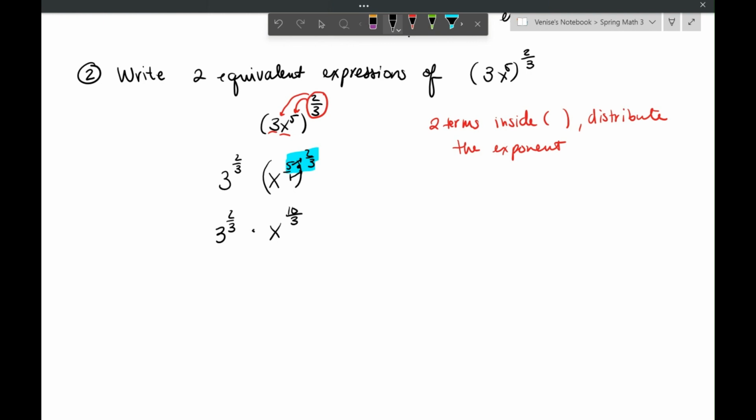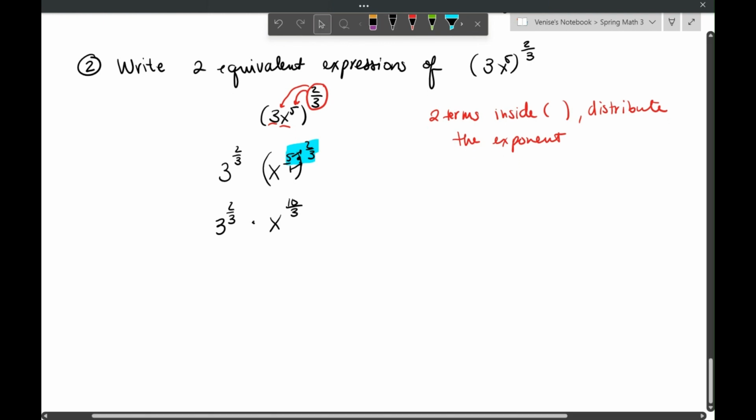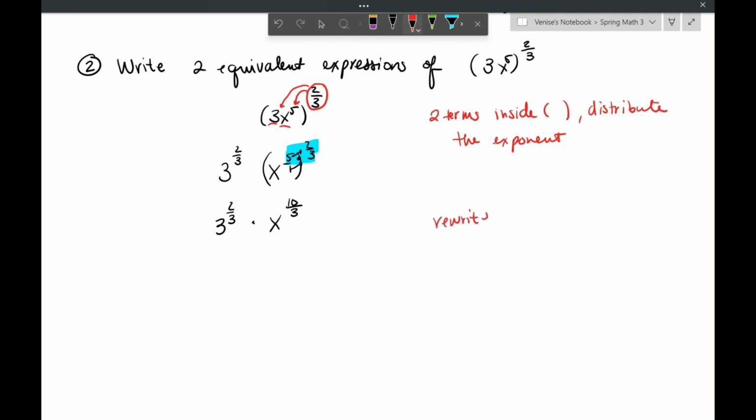Okay, 10 over 3. So I showed you guys one way during class. Here's the other way to do it. You can rewrite the exponents into radicals. Okay, my indexes are 3's, so let's just write the radical with index 3, and 3 squared goes inside.